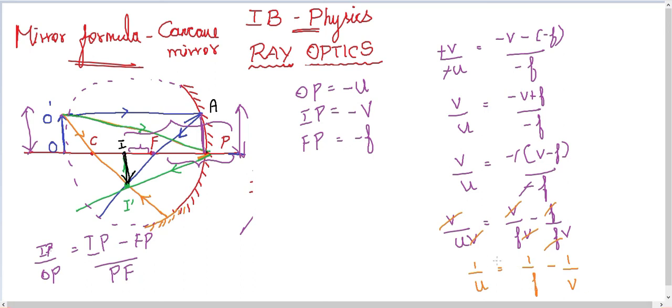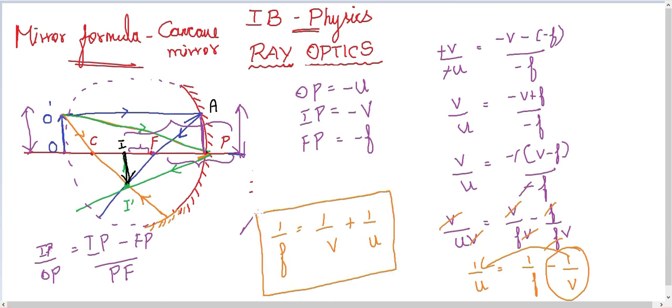This is not the formula that you have learned in your lower grades. So it will be quite simpler, right? So I'm taking it to that level. That is, I'm going to bring this minus 1 by V to the other side. So 1 by F is equal to 1 by V plus 1 by U. So this is the mirror formula we have derived using a concave mirror, using a few trigonometrical ratios, geometrical ratios.